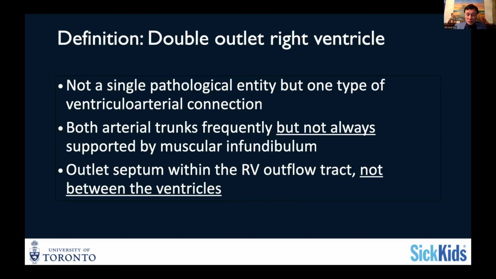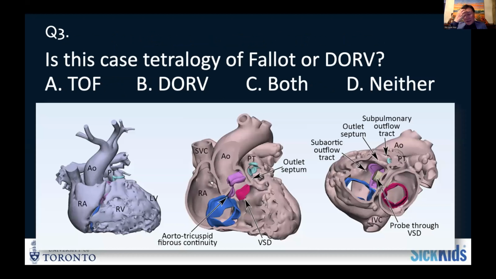Both arterial trunks are frequently, but not always, supported by muscular infundibulum. Consider the outlet septum within the right ventricular outflow tract. In normal hearts, that is between the right and left ventricle. However, once it is in the category of double outlet right ventricle, the outlet septum is not an interventricular structure anymore. Having said that, this is the answer to question 3.